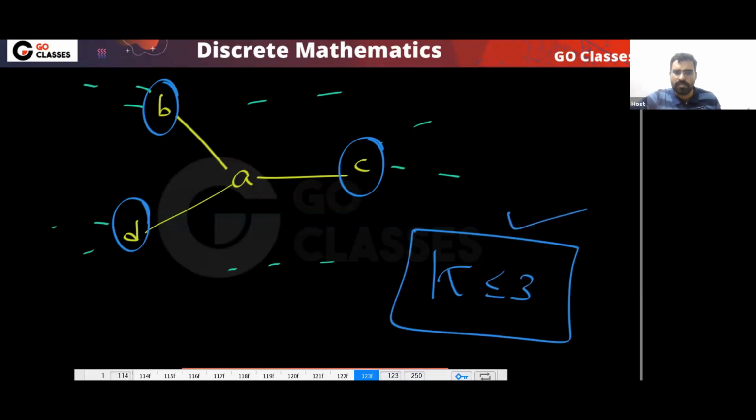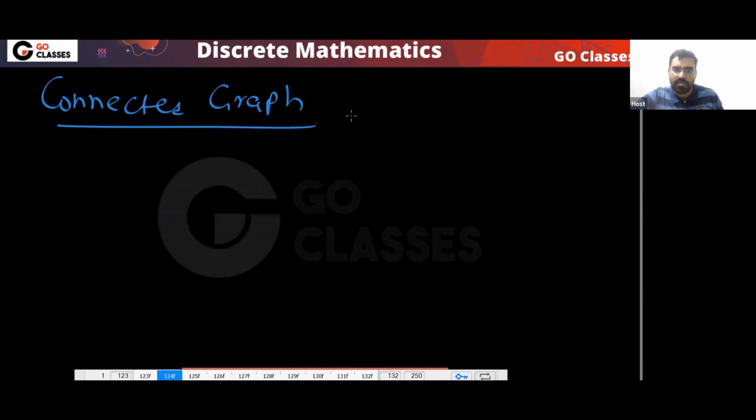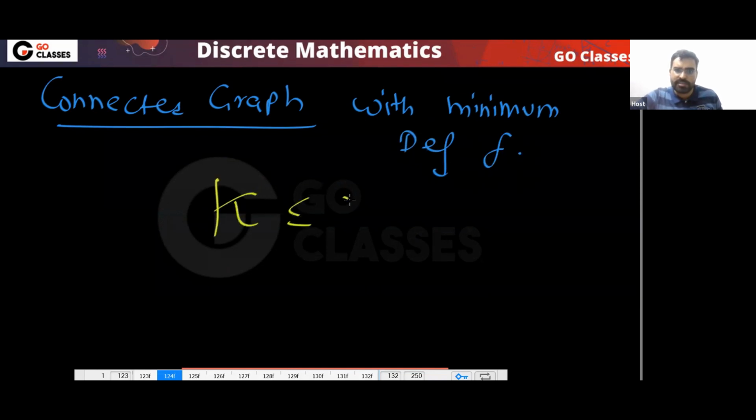Is this clear to everyone? Please tell me. So this is the final idea: if you have a connected graph with minimum degree delta, then kappa will be less than or equal to delta.